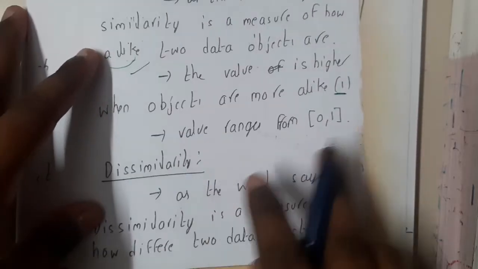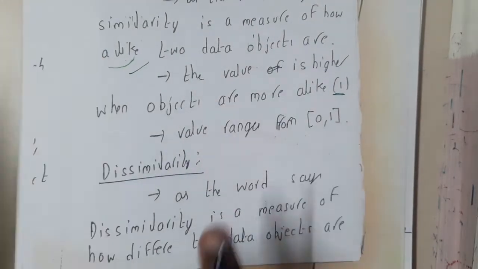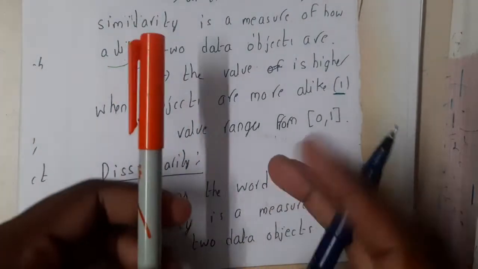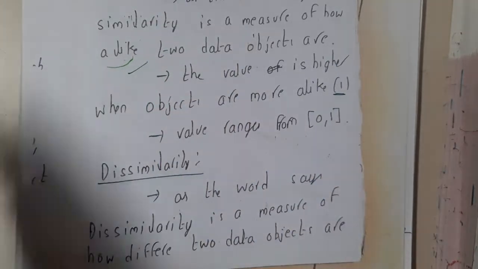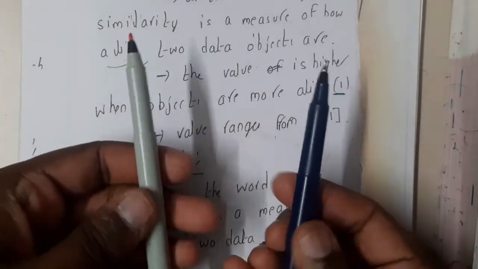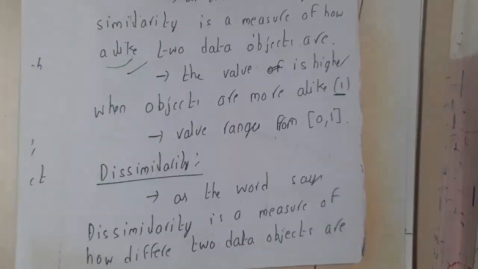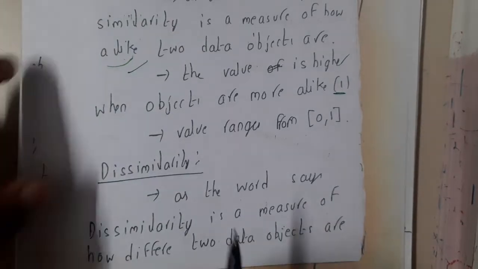The value of the score will be 0 to 1 if they are not similar. So assume that this is the sketch, right? These two are completely different, right? So for these things the score will be 0, right? So let us continue.